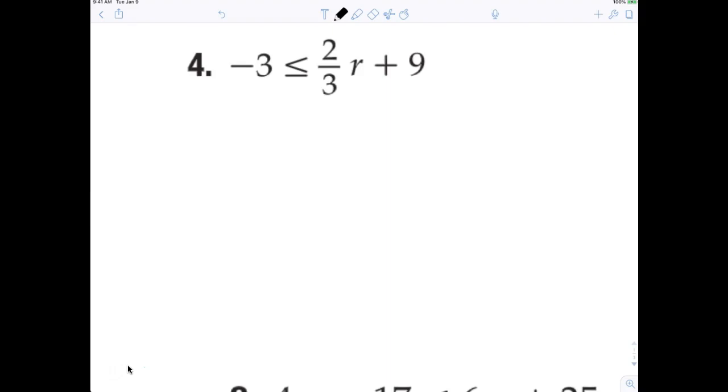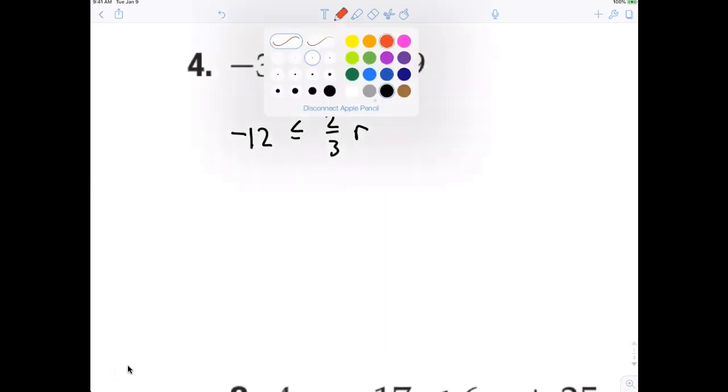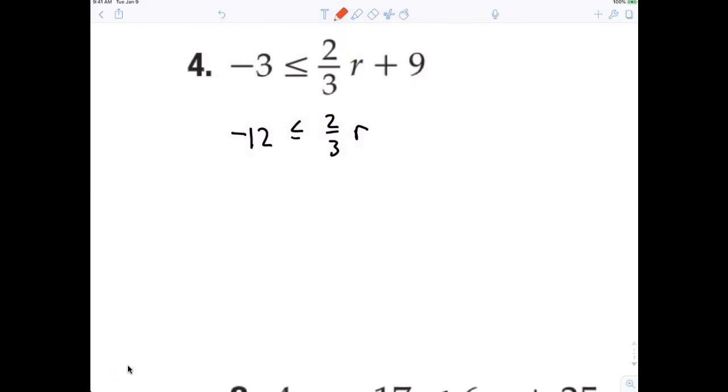Now, how do I get rid of plus 9? Minus 9. So negative 3 minus 9 is what? Negative 12. Now I have 2/3. How do I get rid of 2/3? Multiply by the reciprocal, which is 3/2. Now your job is to be able to tell me what's 3/2 of negative 12.